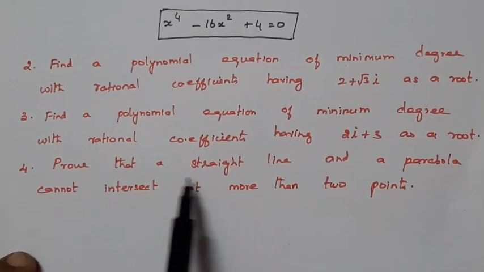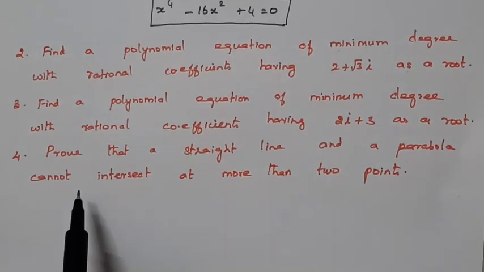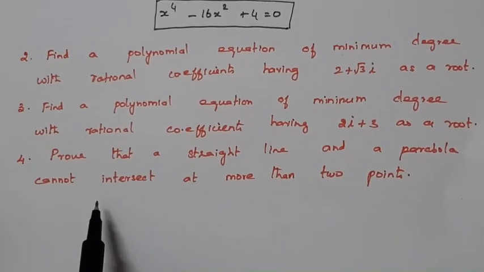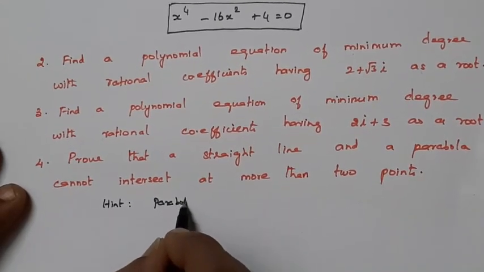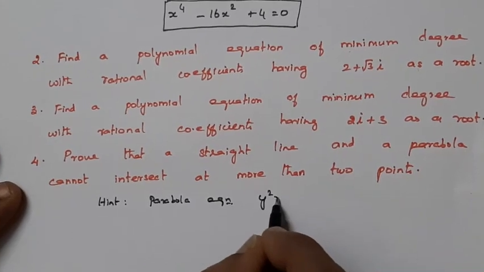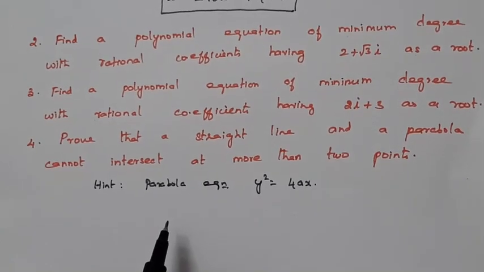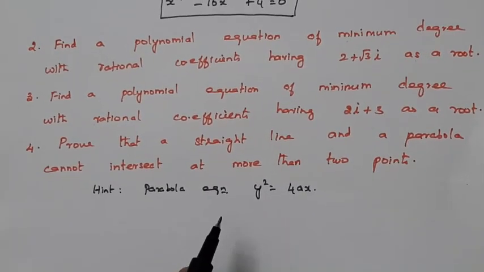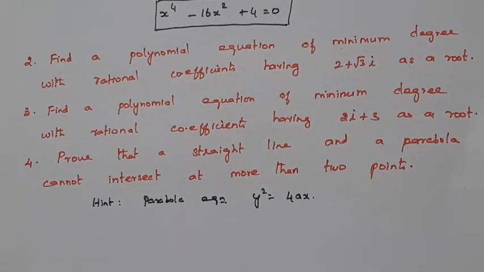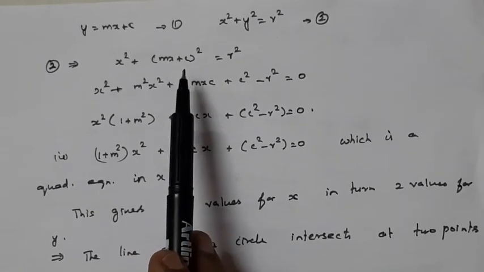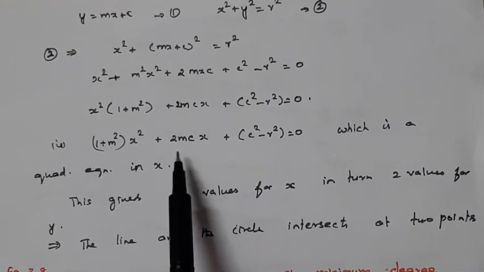And then the fourth one, prove that a straight line and a parabola cannot intersect at more than 2 points. This is just exactly like example 3.14. So here you have to take the parabola equation to be the general equation y squared is equal to 4ax, and take the straight line equation as y is equal to mx plus c, substitute and you will get a quadratic equation. Just like 3.14, proceed with this problem, okay. See, this is example 3.14. Here finally we got a quadratic equation which gives two values for x.